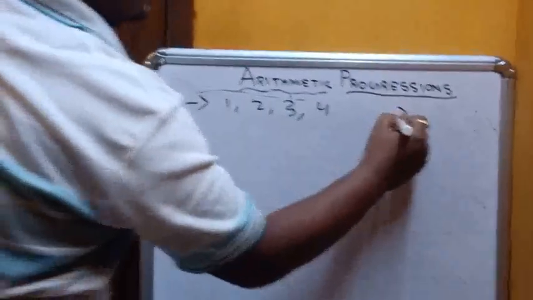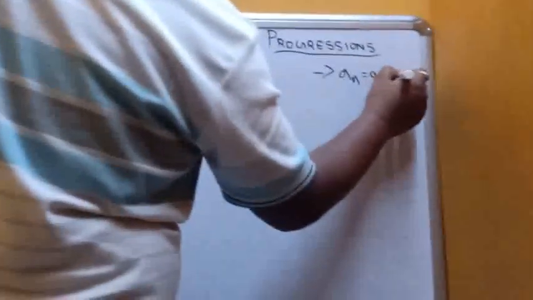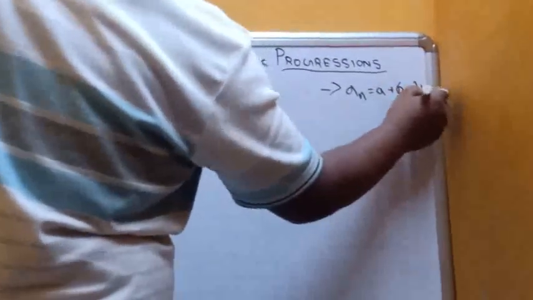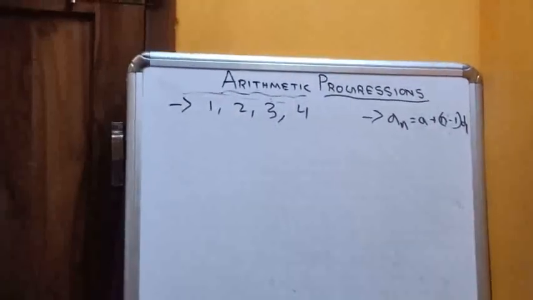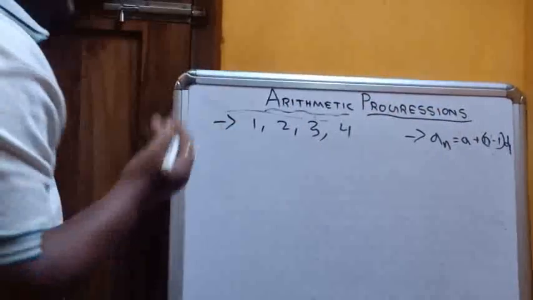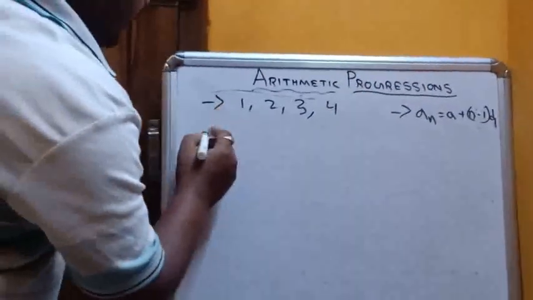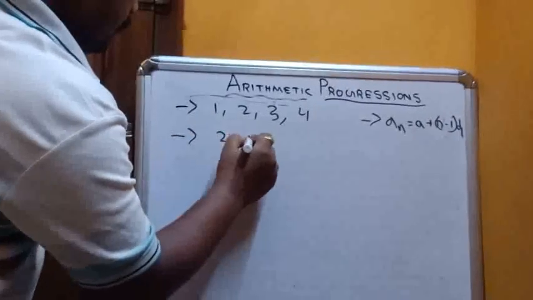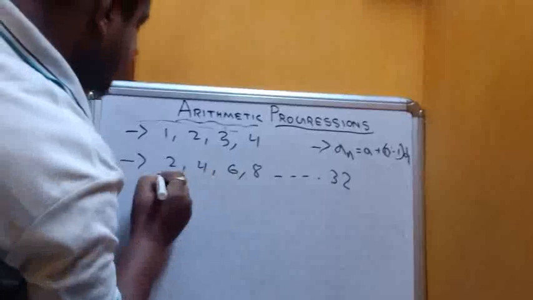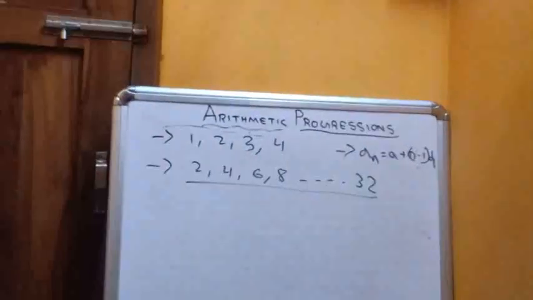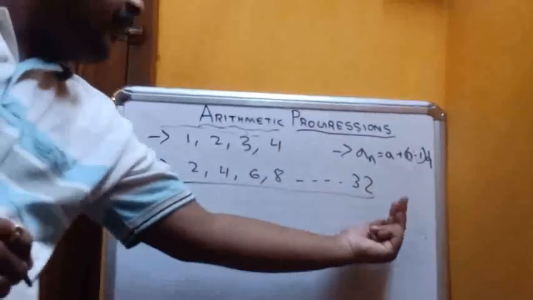The formula is a_n = a + (n - 1)d. If a sequence is given, find the fifth term from the end. What I told: find the fifth term from the end. If I give a sequence here, 2, 4, 6, 8, ..., 32 is the sequence I gave. Find the fifth term from the end.